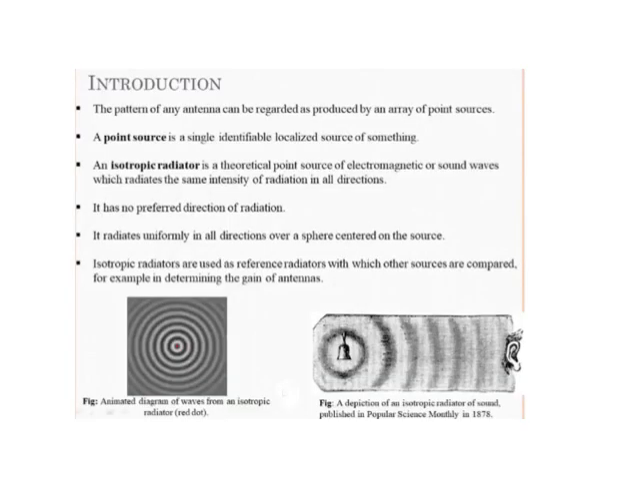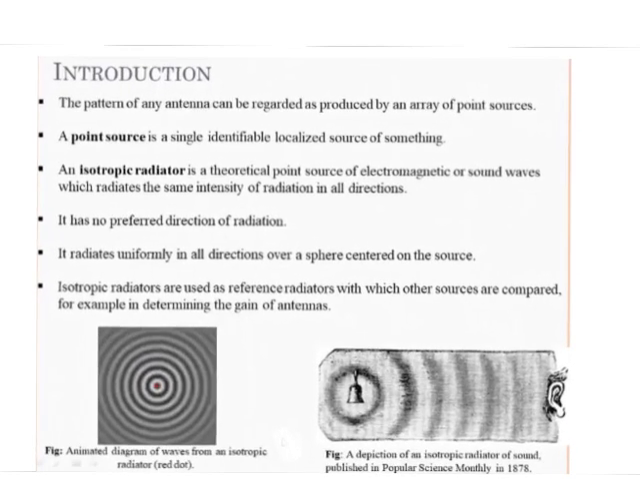Whenever we talk about any antenna, we can represent the pattern of any antenna as produced by an array of point sources. The pattern of any antenna can be regarded as produced by an array of point sources. A point source is a single identifiable localized source of something.